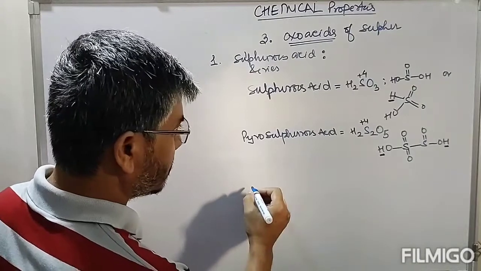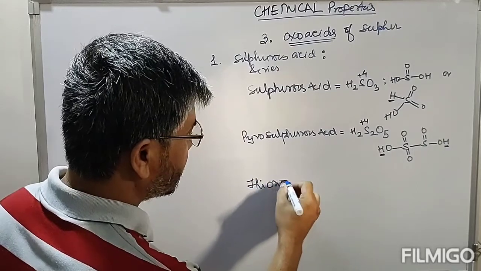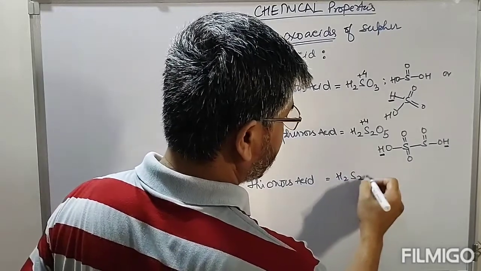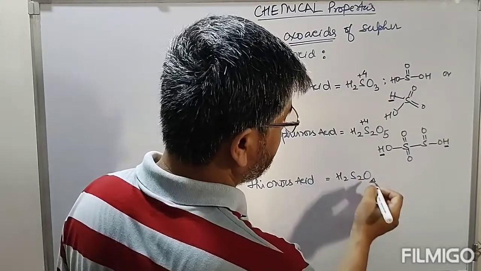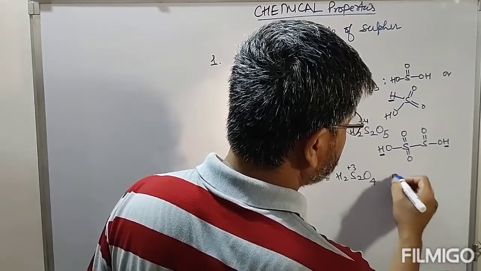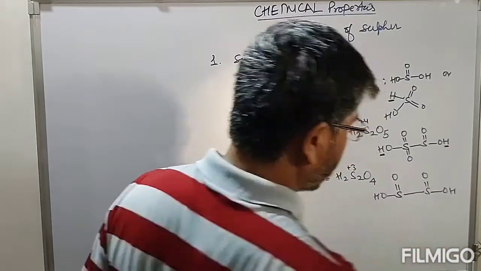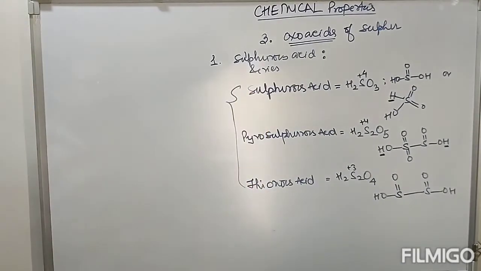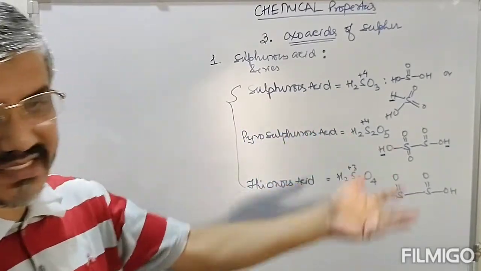Then we have thionous acid with formula H2S2O4. The oxidation state is +3, average oxidation state. So we have H, double bond O, H, double bond O, OH, OH. So this is the sulfurous acid series. Under this sulfurous acid series we have three acids: sulfurous acid, pyrosulfurous acid, and thionous acid.